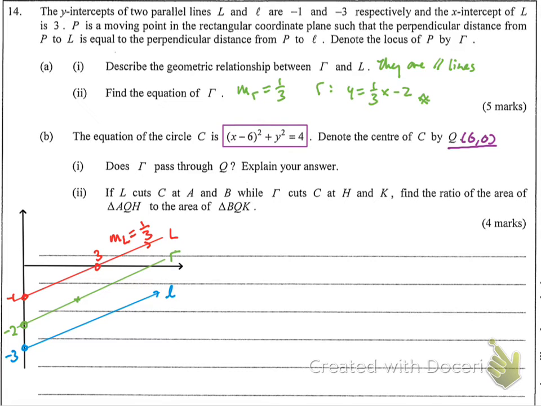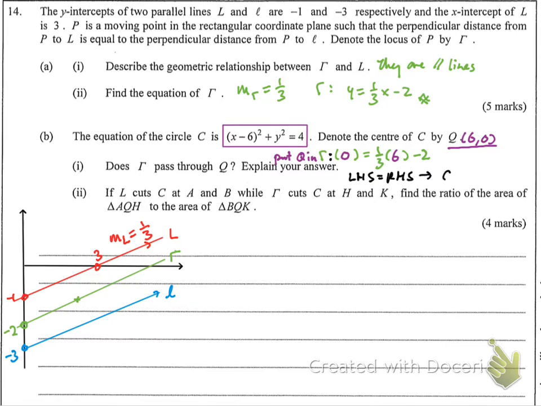So the first question: does gamma pass through Q? Now we can check. Gamma says y = 1/3 x - 2. Let's see whether Q satisfies this. This is 6, this is 0. We put Q into gamma, so we have something like this. And it is satisfied, the left hand side equals the right hand side.